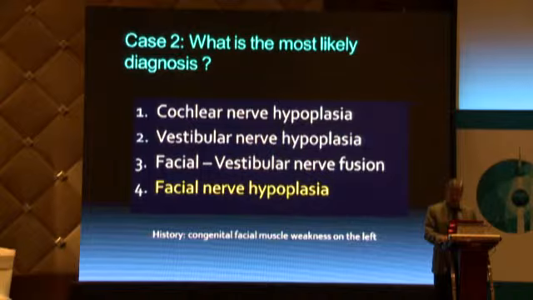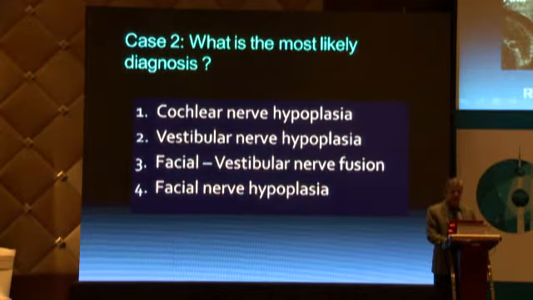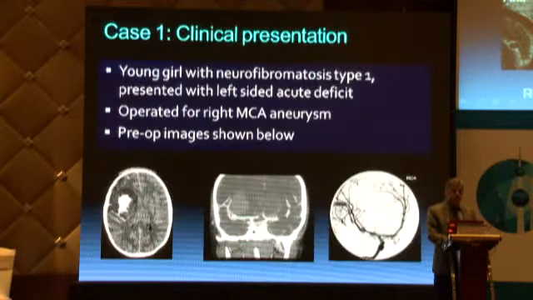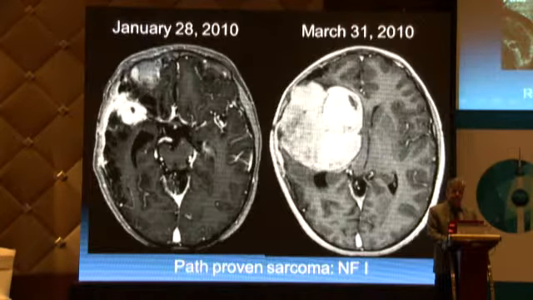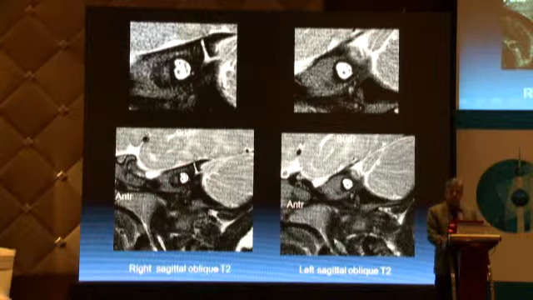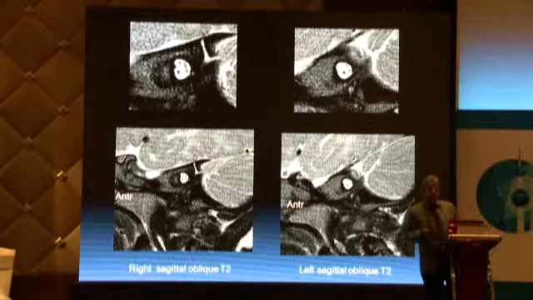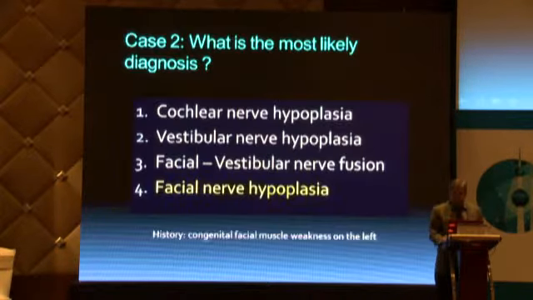So let me show you the anatomy. If you go back over here, sorry, this is the facial nerve, this is the cochlear nerve, this is the superior and inferior vestibular nerve. And you can see that the facial nerve was missing on this side. Now usually what happens is we do this for the hearing loss. Let me go through some anatomy.